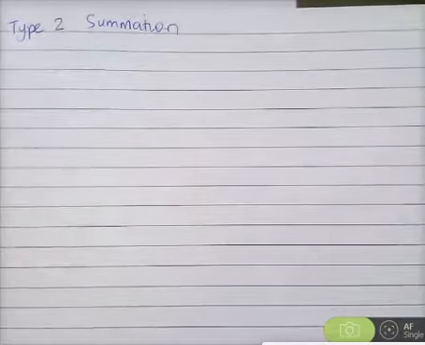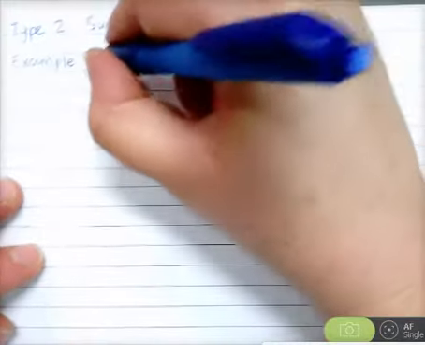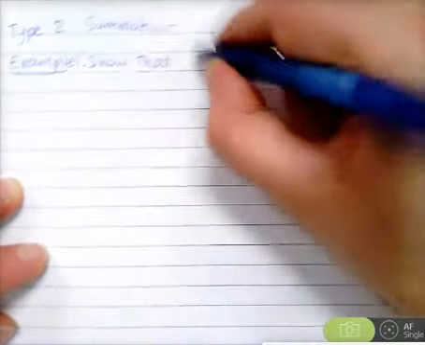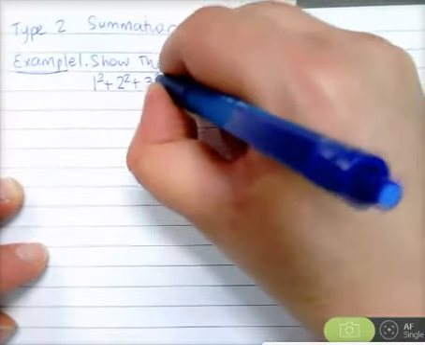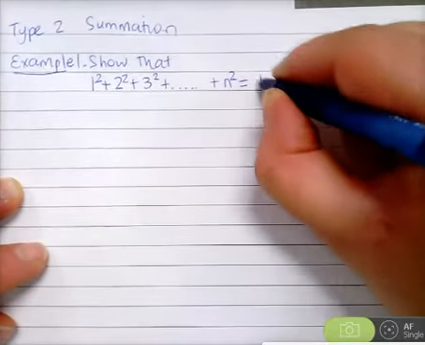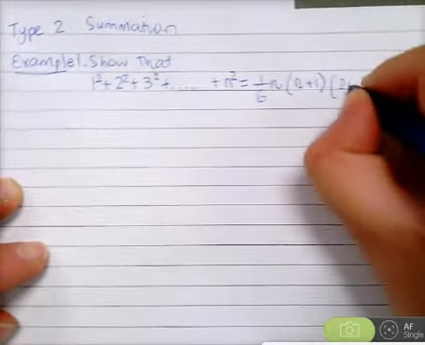Okay, girls, we're now looking at the second type of induction, mathematical induction, and it's summation. First example, example 1, is to prove that 1 squared plus 2 squared plus 3 squared plus ... plus n squared equals 1/6 n, (n plus 1), (2n plus 1).